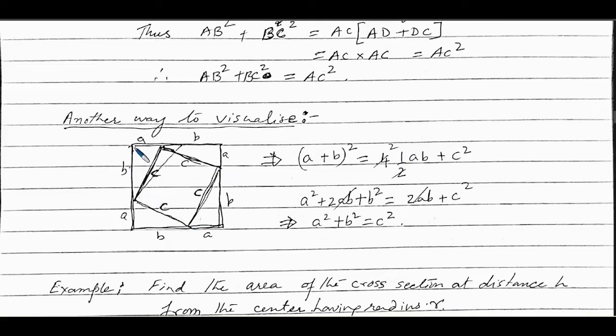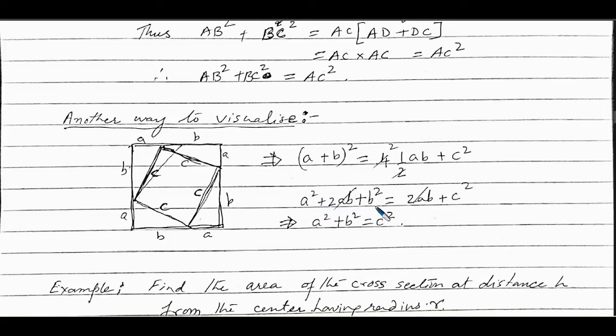So the area of this big square, with side A plus B, is A plus B into A plus B, that is (A plus B) the whole square. So that is 4 times the area of these small triangles plus the area of this square. We will see this expansion in the next chapter, and more complicated ones we will do. This is the simplest one.